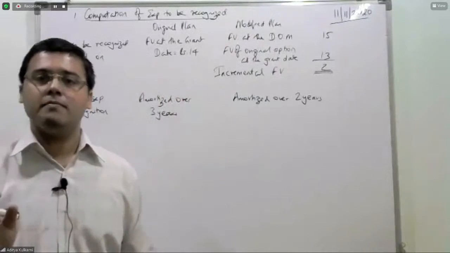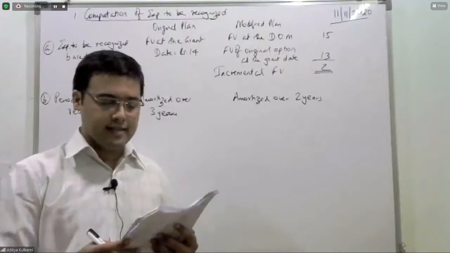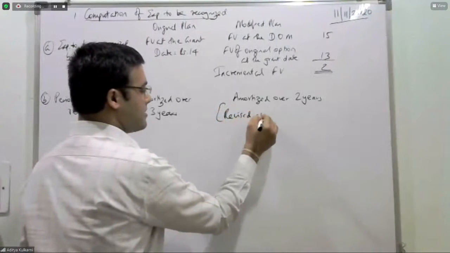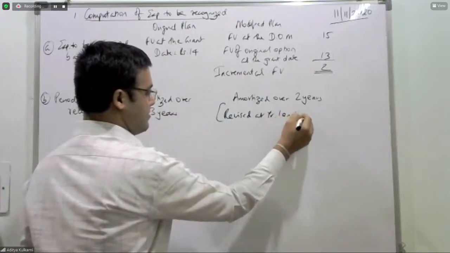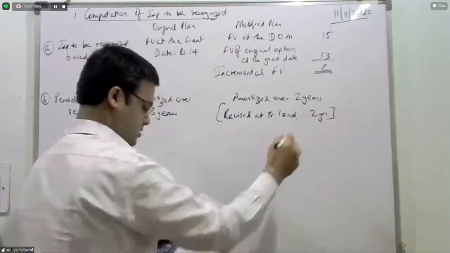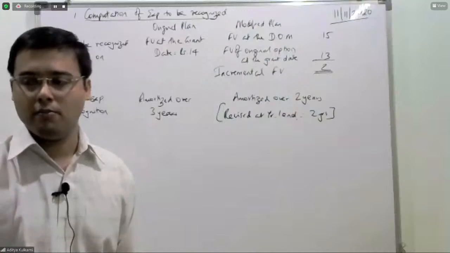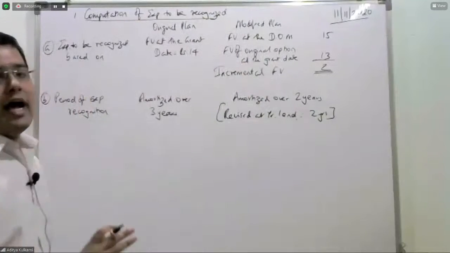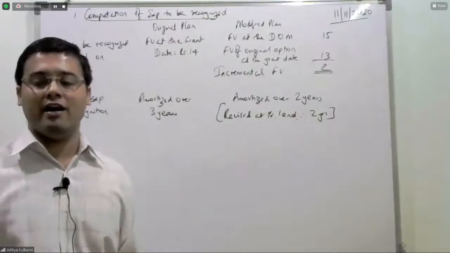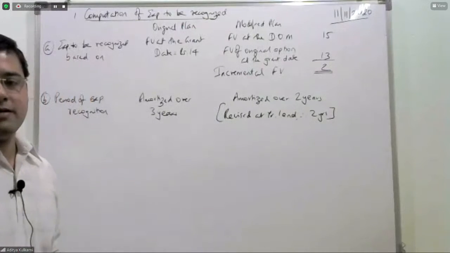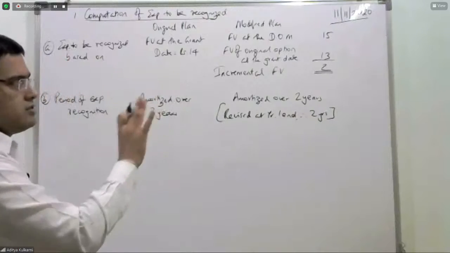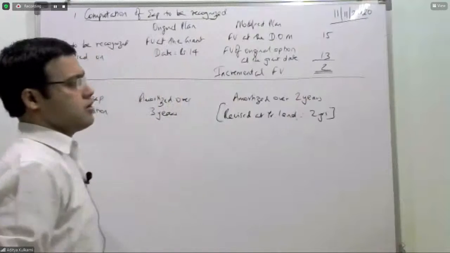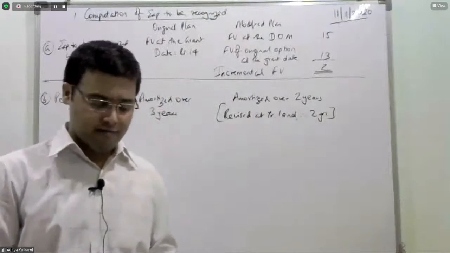Why 2 years? Because change happened at the end of year 1. Revised at year 1 end. Therefore 2 years, amortized over the remaining period. All right. So this is done, and basis this we will now have to calculate our expenses. I give you 10 seconds to just draw this, and then let us proceed with solving the problem.